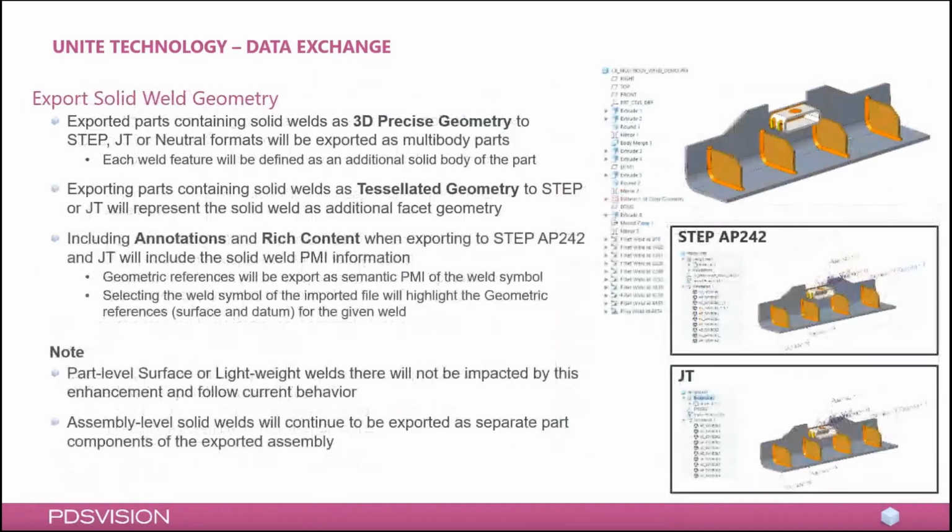The second thing happening in the import-export department is the ability to export solid weld geometry. This can be very handy for finite element analysis or rendering applications, where on third-party applications we want to have the welds as a solid. These are supported on tessellated geometry like JT, or in a bit richer content like STEP 242, which is typically used with model-based definition.